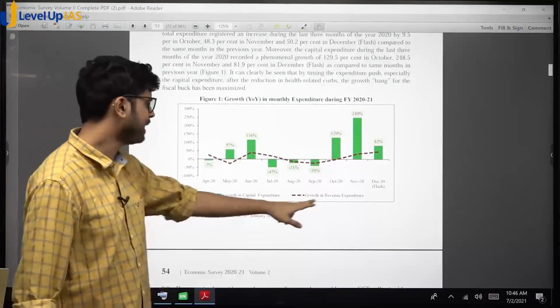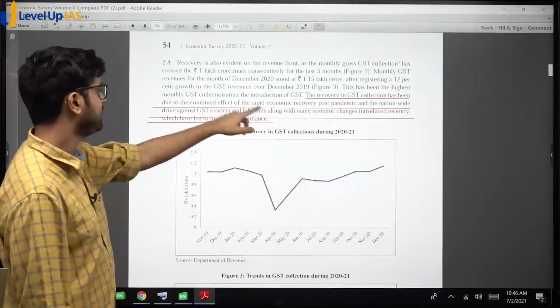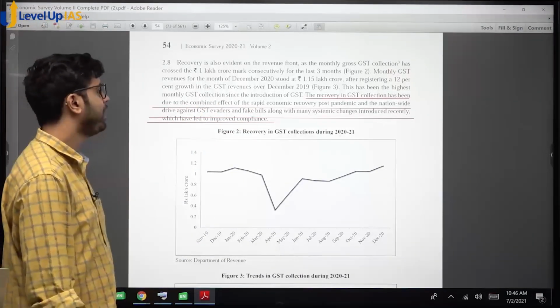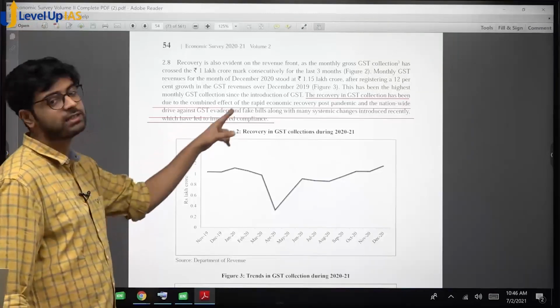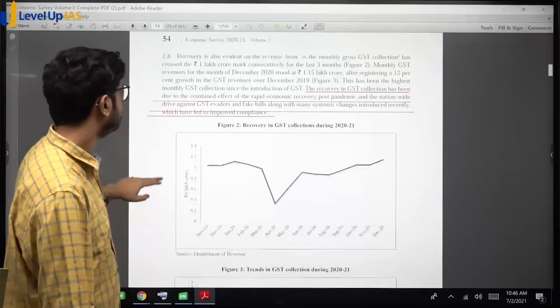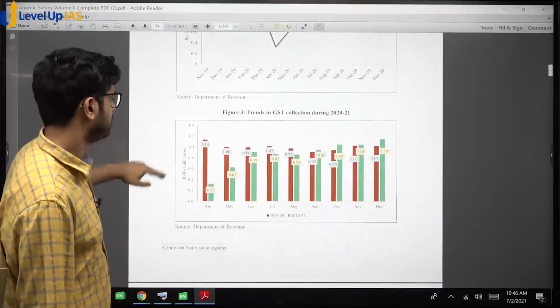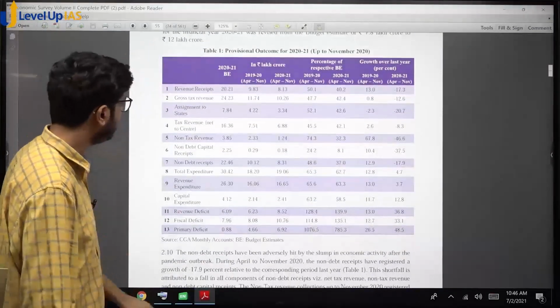Do we understand what is capital expenditure, revenue expenditure? Okay. The recovery in GST collection has been due to the combined effect of rapid economic recovery post-pandemic and a nationwide drive against GST evaders and fake bills. So you increase your compliance and you increase your collection. Okay. Then, do we understand all these? Let me know.